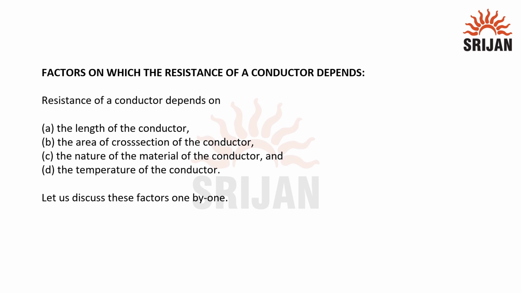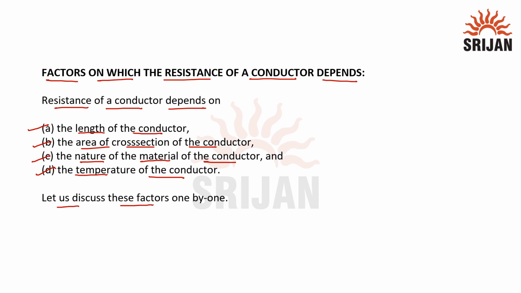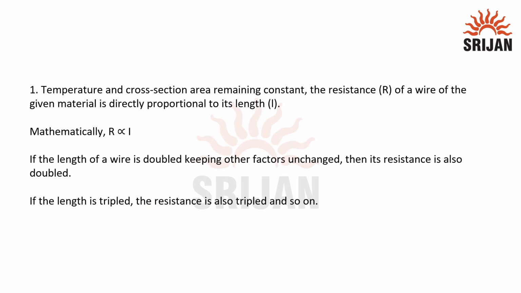Now let's understand the factors on which the resistance of a conductor depends. So the resistance of a conductor depends on first, the length of the conductor, second, the area of cross section of the conductor, third, the nature of the material of the conductor, and fourth, the temperature of the conductor. Let's discuss these factors one by one. The first factor is length.